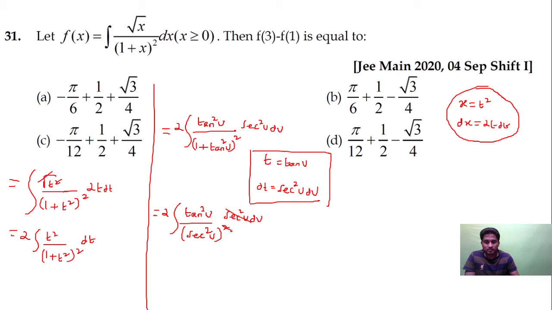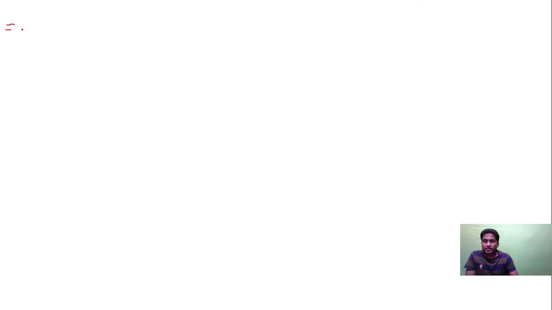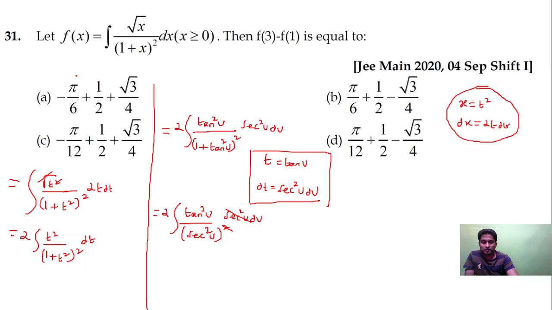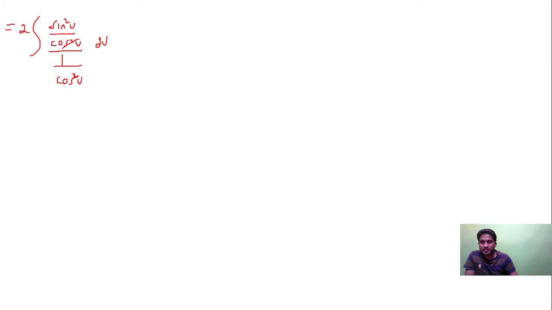This will cancel. So this can be written as 2 times the integration of tan² u, which can be written as sin² u upon cos² u, upon sec² u, which is 1 by cos² u, and then du. So I'm going to cancel this. So this is equal to 2 times sin² u, which is (1 − cos 2u) by 2, upon 2 du. So the 2 and 2 cancel. Now integration of du is u.